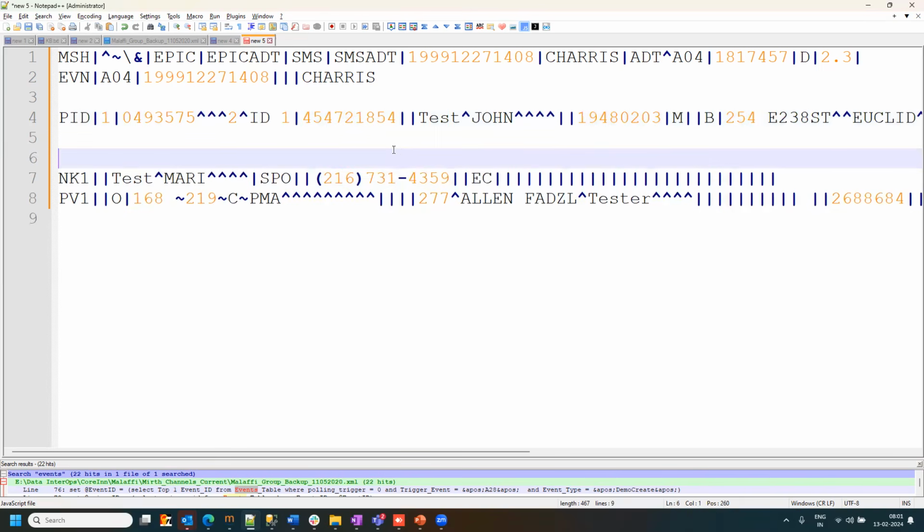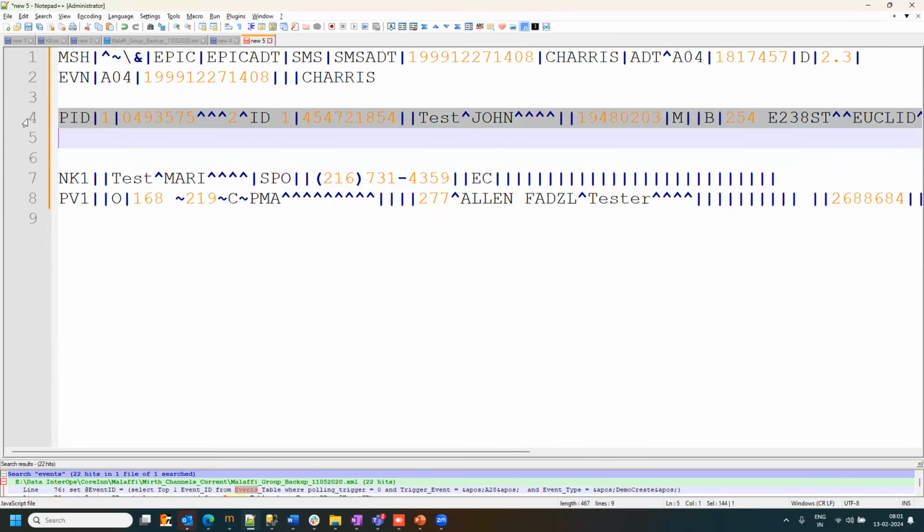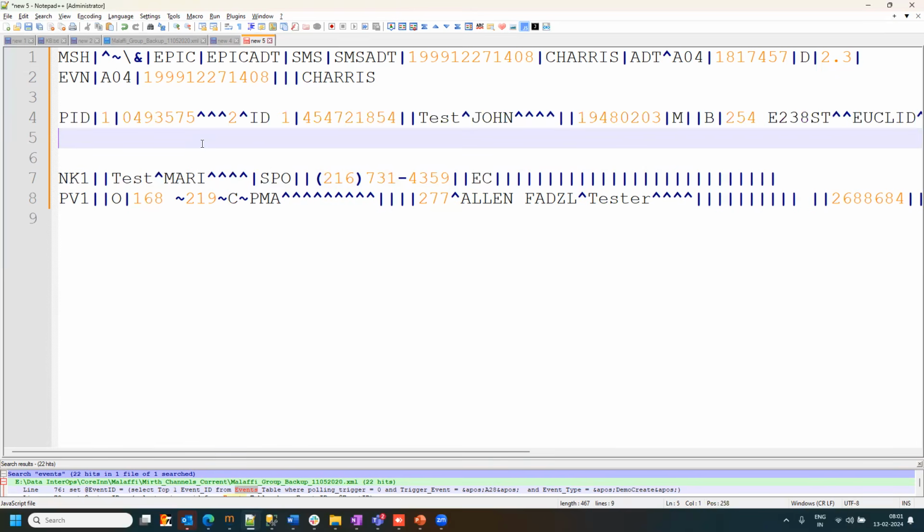How many fields can we have? That is dependent on what kind of segment you are looking at. For example, in PID, you have 40 fields. The version 2.8 PID will have 40 fields, and each field is there to represent a certain kind of data.